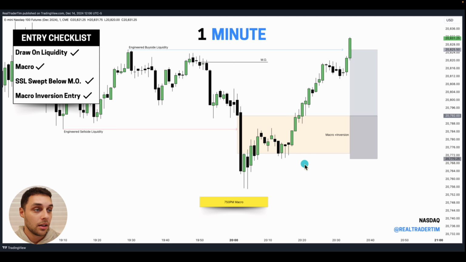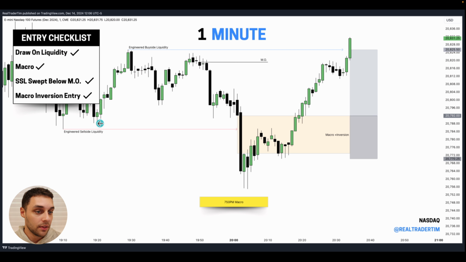NASDAQ's chart again, rinse and repeat, bread and butter. This is what we're looking for. 1 minute time frame, do we have a clear draw on liquidity for this macro power of 3 long example? Again, look at where we are, 7:50 p.m. to 8:10 p.m. Eastern time window. That's the Asia session, okay?